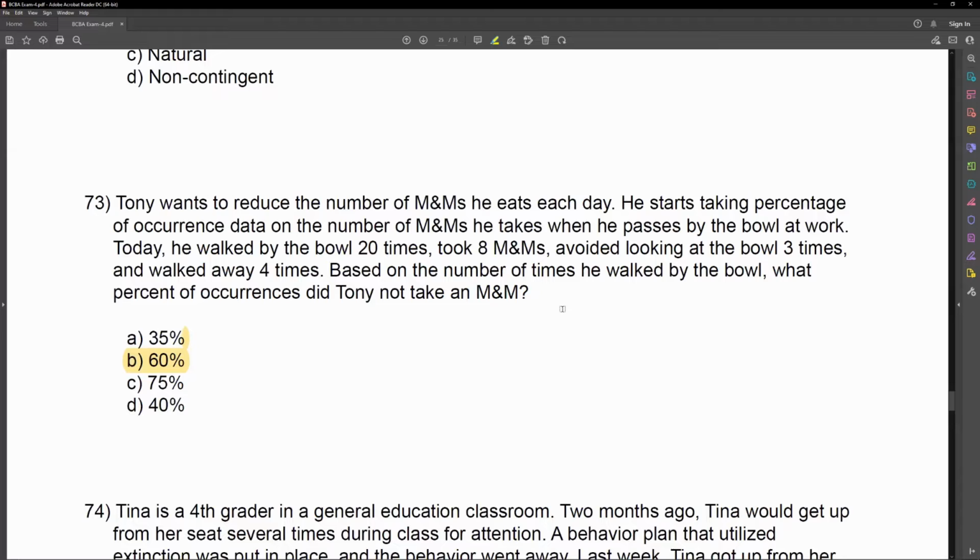We know our percent of occurrences. We know there were 20 occurrences of him walking by the bowl. 8 times he took an M&M, meaning 12 times he did not. 12 divided by 20 is 60%. Tony did not take an M&M 60% of the time based on the times he walked by the bowl.